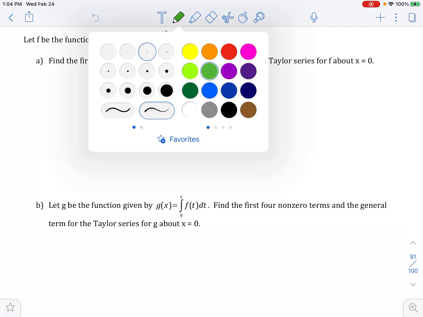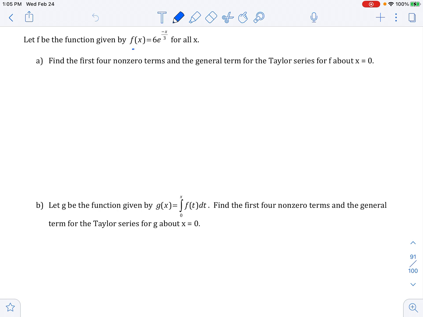So in this problem, there is a function f of x, which is defined as 6e to the negative x over 3. And it wants the first four terms and the general term for the Taylor series about x equals 0. Since this is a form of e to the x, and it is going to be a Maclaurin because it's centered at 0, instead of finding all the derivatives, what you want to do is work off of the known function e to the x.